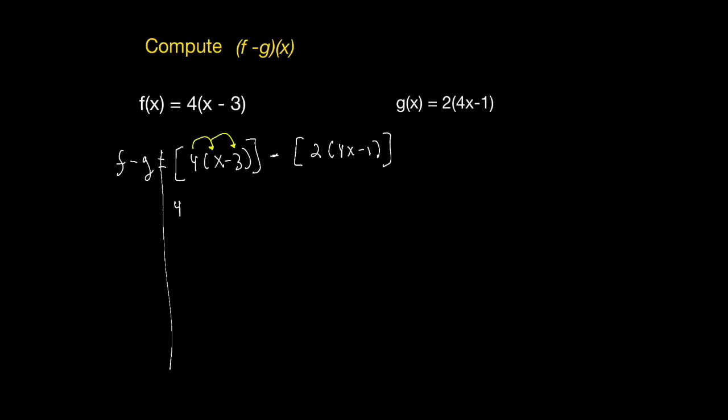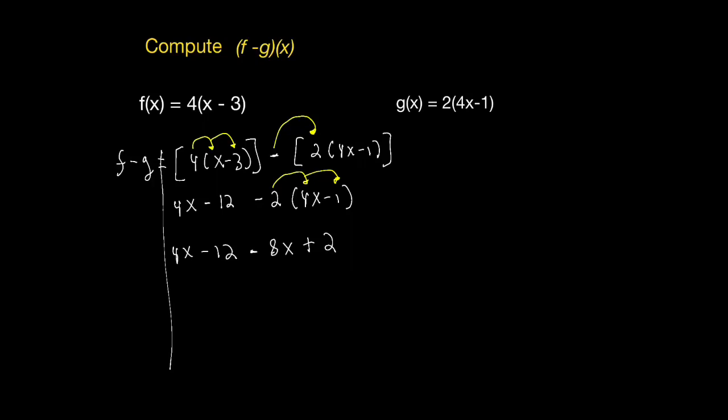So we get a total of 4 times x is 4x, and then 4 times negative 3 is negative 12. We do another distribution here. Negative times 2 gives us a negative 2 times 4x minus 1. So now we get 4x minus 12, and we got to distribute this negative 2 inside this parentheses right there, getting a total of negative 8x. Negative times negative is positive, and then 2 times 1 is 2.